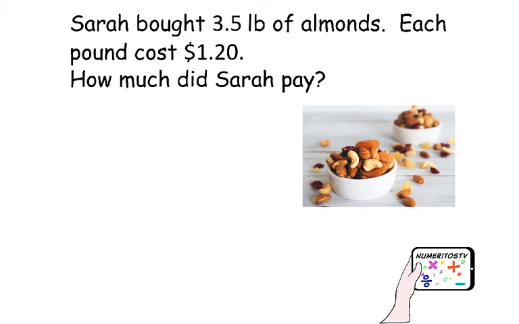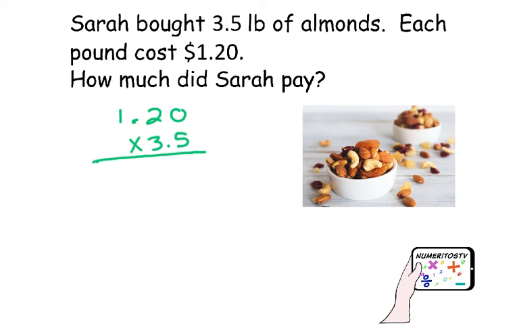Let's try another one. Sarah bought 3.5 pounds of almonds. Each pound cost $1.20. How much did Sarah pay? So to find the total cost, you need to multiply these two numbers to get how much she paid. So I am going to write $1.20 on the top because it has more digits than 3.5. But you can do it the other way. It doesn't matter. I'm just trying to do it more simply. So I need to multiply these two decimal numbers.